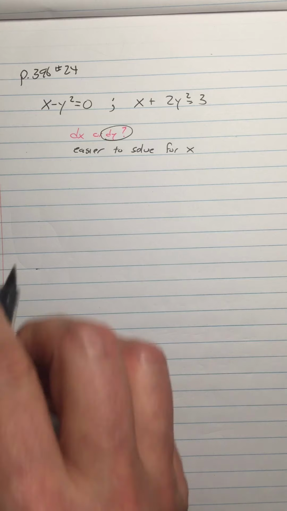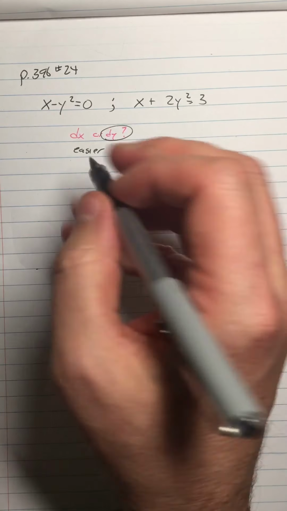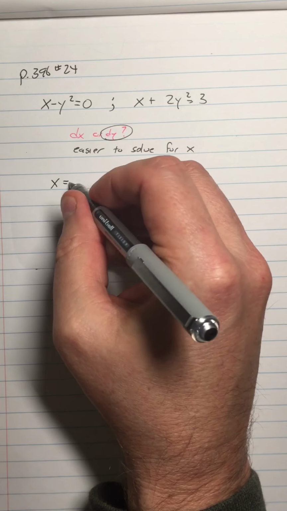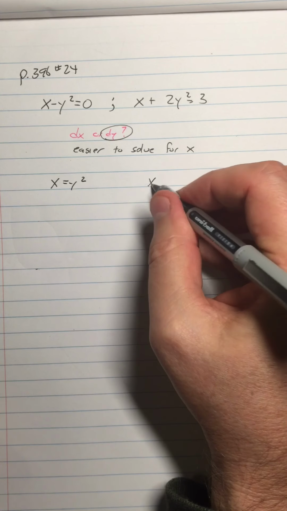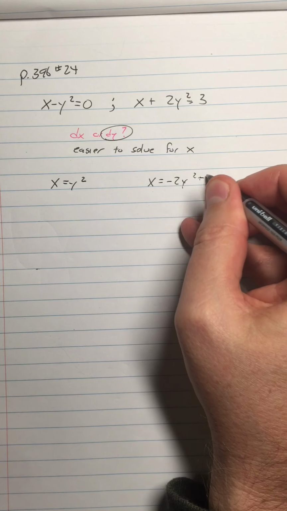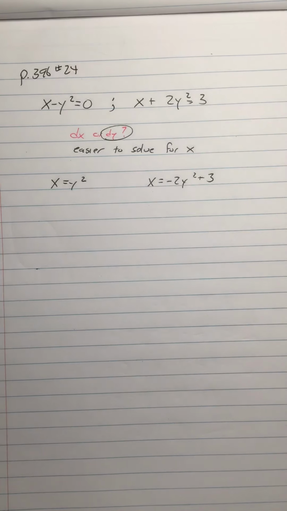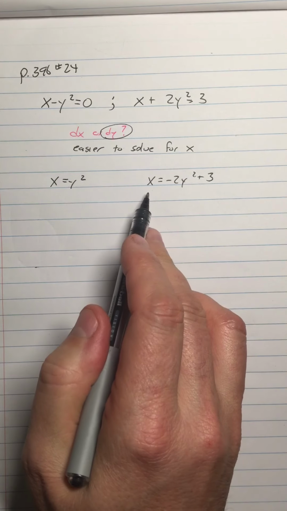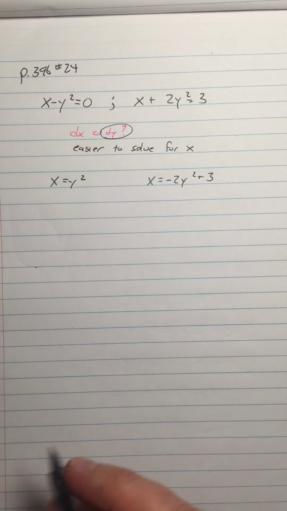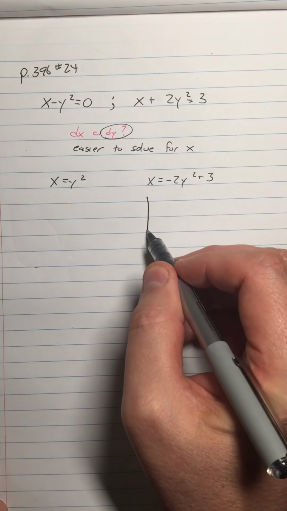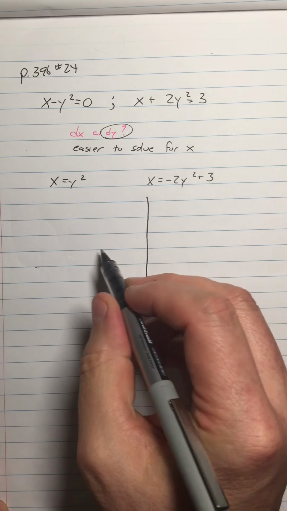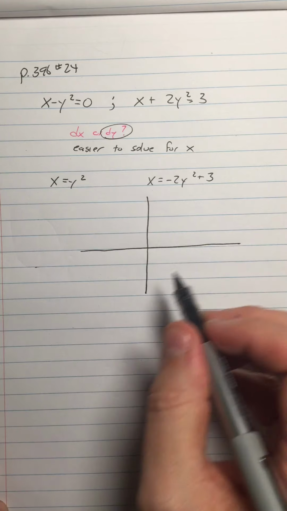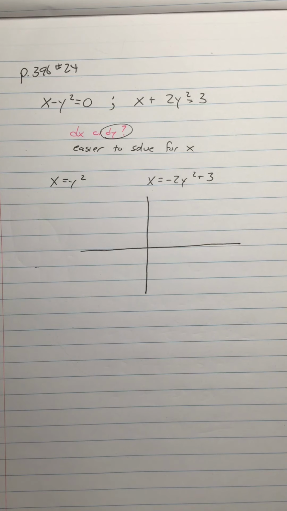All right, so now once we have determined that it's going to be dy, we're going to solve for x. Let's go ahead and do that. So we have x equals y squared, and x equals negative 2y squared plus 3. Now if you're not familiar with graphing things that are in terms of x, Desmos might be a great help to you. If you graph these on Desmos, or if you just search YouTube, how do I do graphs with respect to x on my TI, if you want to know how to do that.